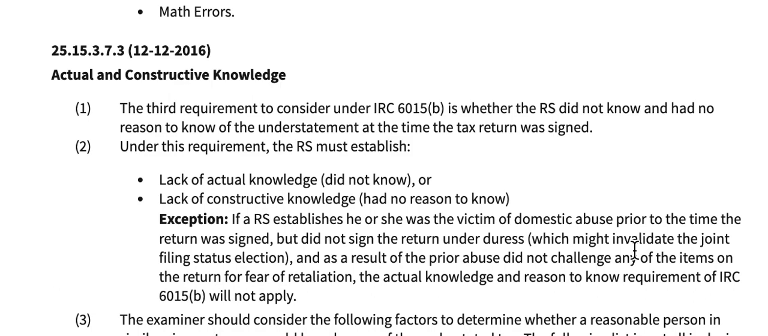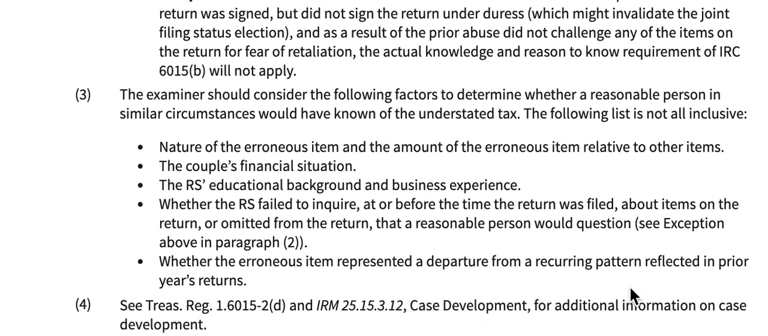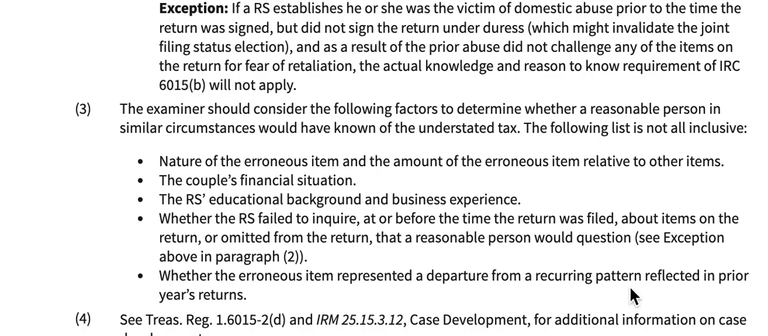The IRS would consider innocent spouse relief for a requesting spouse that knew what was going on, but signed the tax return out of fear of retaliation. So some of the things that an examiner would look at is the nature of the erroneous item, how much that erroneous item was compared to everything else in that tax return, the couple's overall financial situation, the requesting spouse's educational background and business experience.